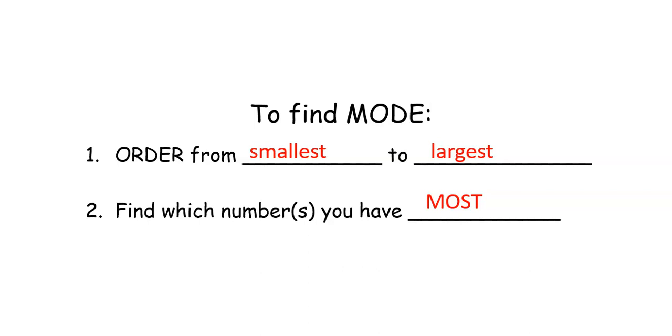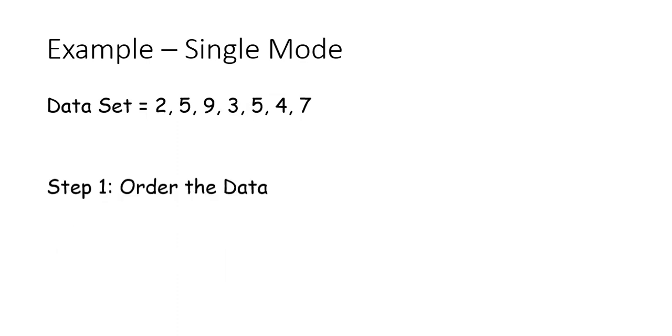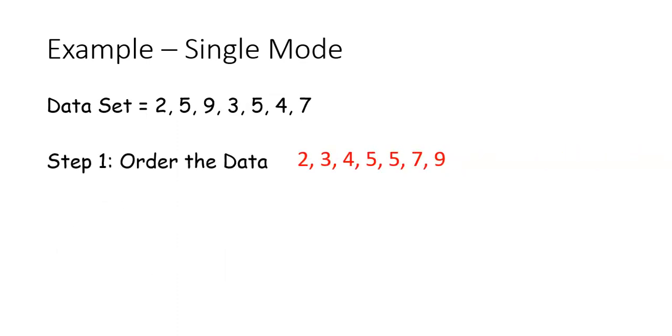Ready to see an example? Here we go. So, here's an example of when you have just one mode. Here's your data set. 2, 5, 9, 3, 5, 4, 7. Okay? Now, step 1. Order the data. So I put them in order. 2, 3, 4, 5, 5, 7, 9. Notice that the 2 5s, we keep writing 2 5s. We don't just stick 5 in there. We have 2 pieces of data that are 5. You cannot change your data. Okay, so that's step 1.